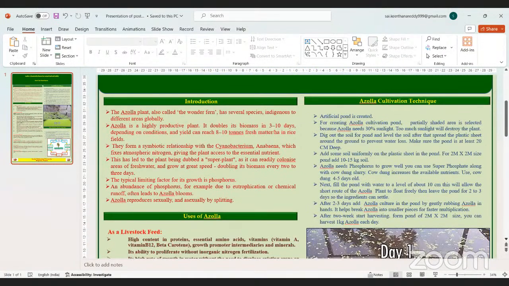Next, fill the pond with water to a level of about 10 centimeters. This will allow the short roots of the azolla plant to float freely. Then leave the pond for 2 to 3 days so the ingredients can settle.